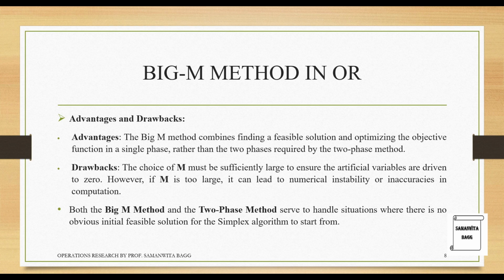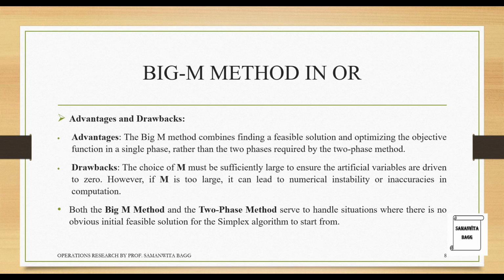Drawbacks: the choice of M must be sufficiently large to ensure the artificial variables are driven to 0. However, if M is too large, it can lead to numerical instability or inaccuracies in the computation. So we need to assume larger values of M. I'll show you when we solve the numericals. But again, if you assume them too large, then you will lead to instability or inaccuracy in the problem.